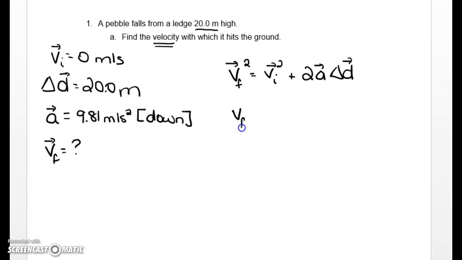So here I'm looking for VF, so I'm going to leave that as VF squared. So that's equal to your initial velocity, which was 0, plus 2 times acceleration due to gravity, which is 9.81. And here our displacement here was the 20.0 meters.